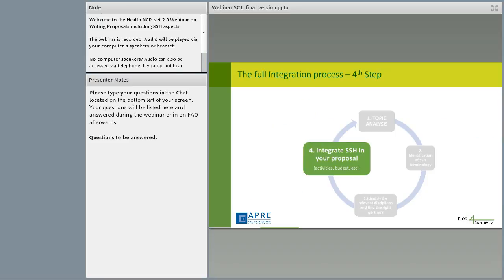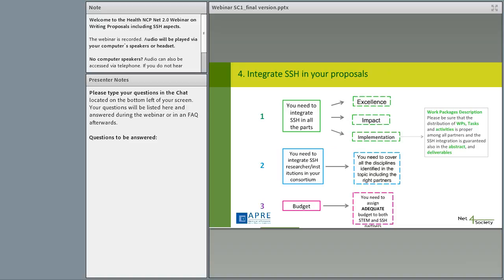Let's move to the fourth step: integrate SSH in your proposal. You need to integrate the socio-economic sciences and humanities in all the proposals for topics flagged as socio-economic sciences and humanities. You can do the analysis by yourself or with the support of the opportunities document that I've shown you previously, but you need to do this. You need to identify the disciplines, the terminology, and the right partners to be involved in your proposal. And you need to integrate the socio-economic sciences and humanities in each part of your proposal, in the excellence, in the impact, and the implementation, and also in the activities.